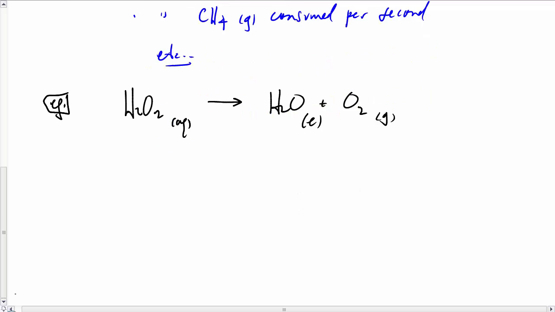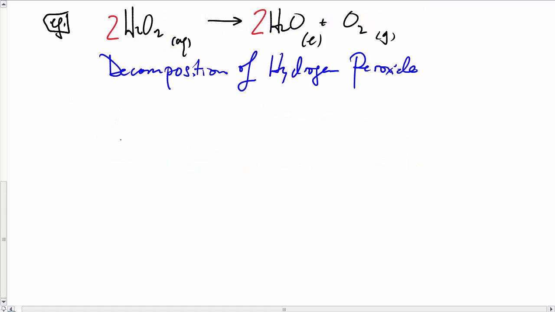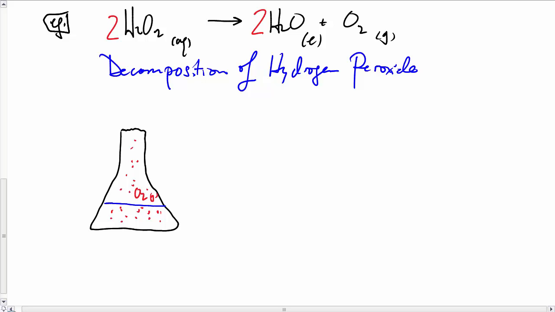Another reaction, perhaps this is the decomposition of hydrogen peroxide. You know that it makes water and oxygen gas. Once you have that reaction balanced, what happens when you decompose hydrogen peroxide and try to measure its rate? Well, here's the reaction. Remember what this looks like. You have some bubbles of oxygen gas being formed there and the hydrogen peroxide in the flask decomposing.